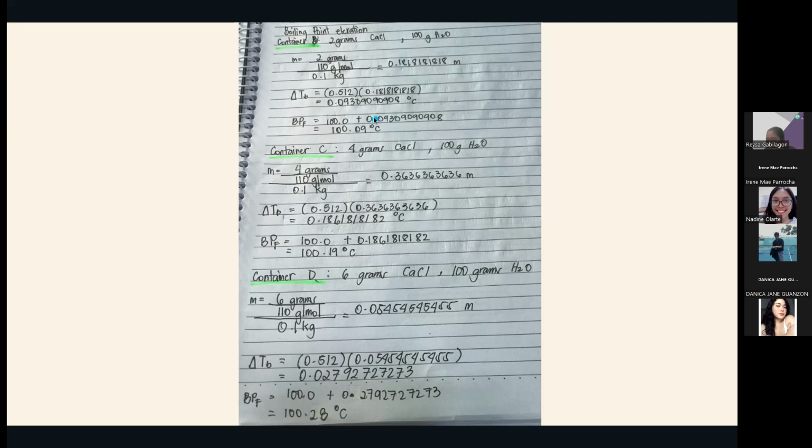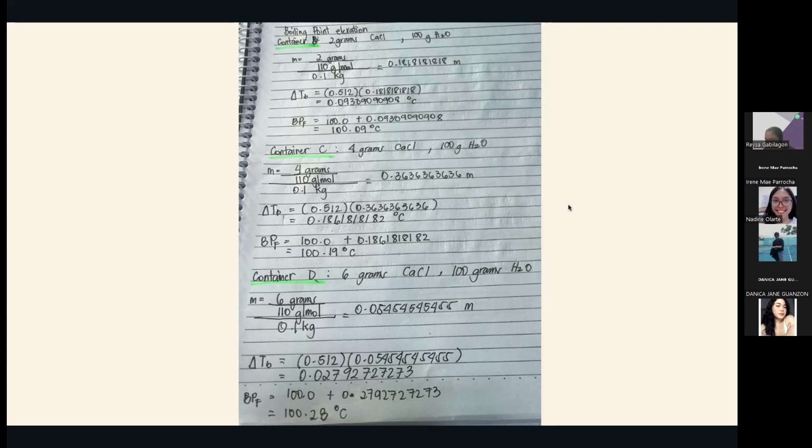In computing our final boiling point, we just add our initial boiling point, which is 100 degrees Celsius, plus our answer from the boiling point elevation, which is 0.09, which will give us the answer 100.09. The same thing that we are going to do for container C, which contains 4 grams of calcium chloride and 100 grams of H2O.